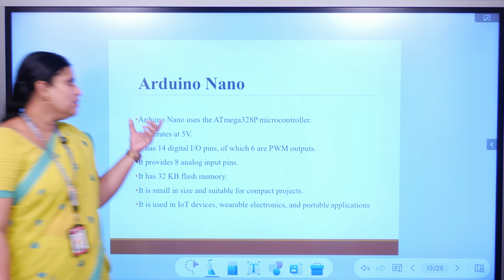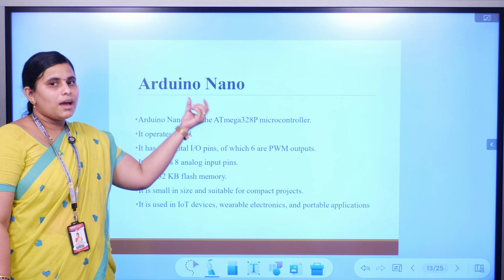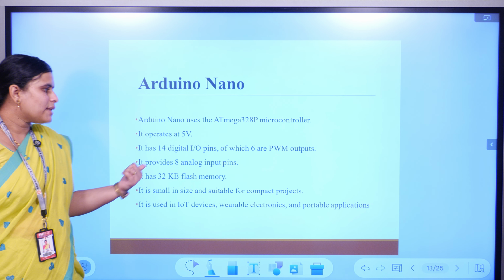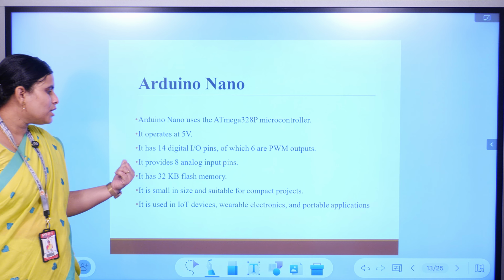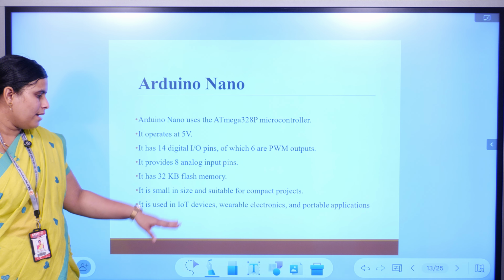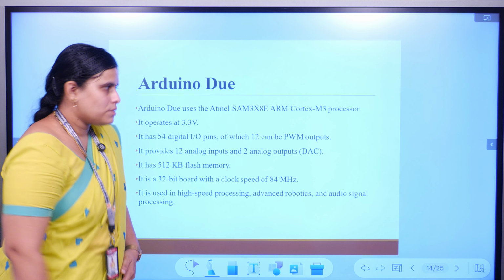And coming to the next one, Arduino Nano. In the name itself we can see it is for nano projects. It operates at 5 volts, and it has 14 digital input output pins as well as 6 pulse width modulation pins, and it provides 8 analog input pins, and it has 32 KB flash memory. It is small in size and is used in nano projects like IoT devices and wearable electronic applications.